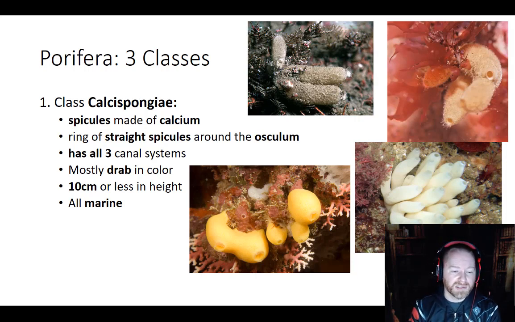And they're very small. They're 10 centimeters or less in height, so that's pretty small for a sponge. And all of these are found in marine environments, because remember, sometimes sponges can be found in fresh water, but this particular class is all marine.